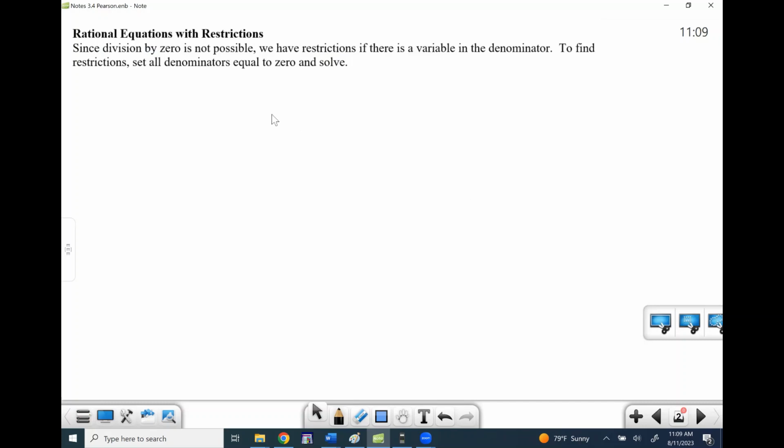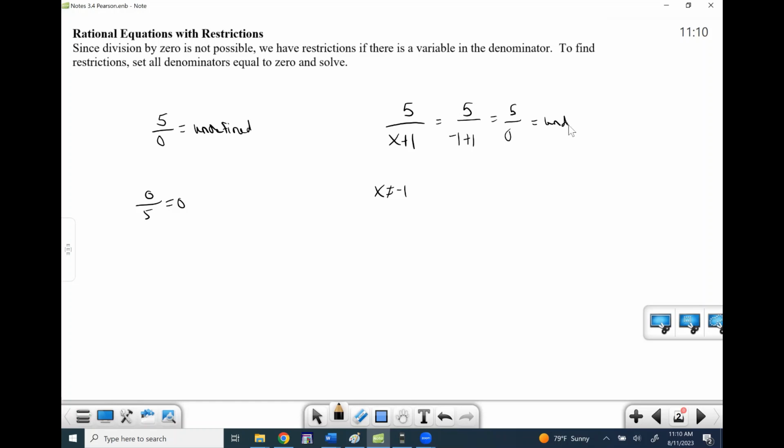So this is basically saying what we just said. Since division by 0 is not possible, we have restrictions if there is a variable in the denominator. To find restrictions, set all denominators equal to 0 and solve. Remember, if I have 5 divided by 0, that's undefined. If I have 0 divided by 5, that is defined. That's 0. So if we have something like 5 over x plus 1 in our problem, x cannot be negative 1. If x were negative 1 and we substitute negative 1 in, we end up getting 5 divided by 0.